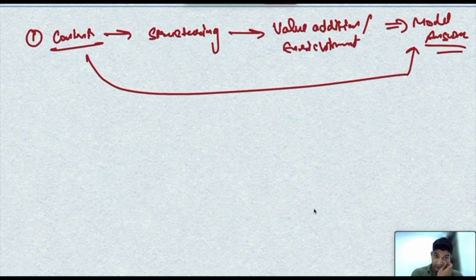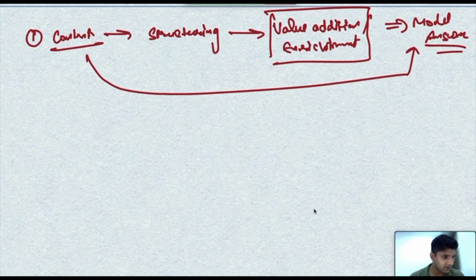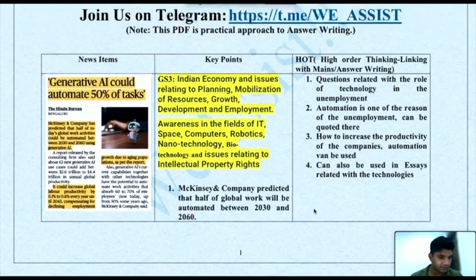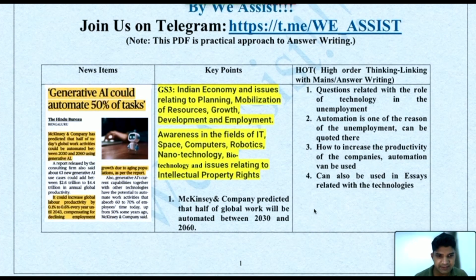So today we're going to see this part. This part means how we do this. So we'll go on a weekly basis, based on the news: how to extract things from the newspaper so that we can apply them in the answers.